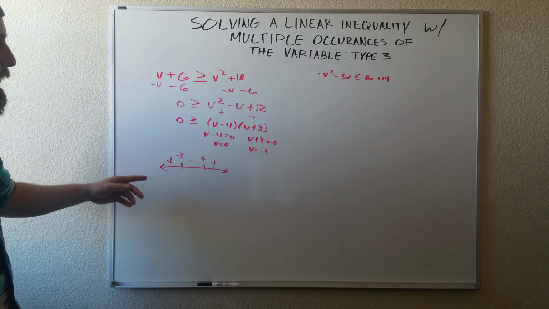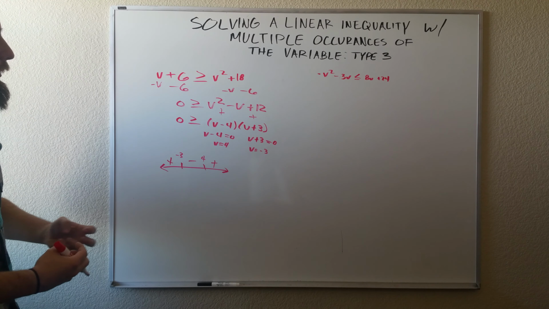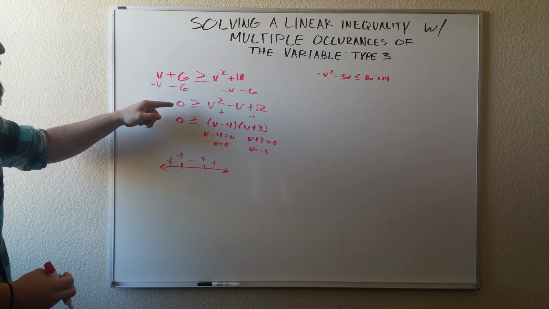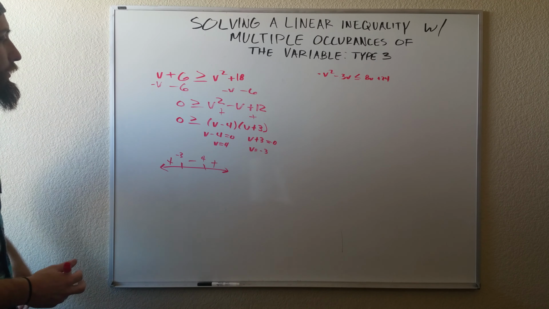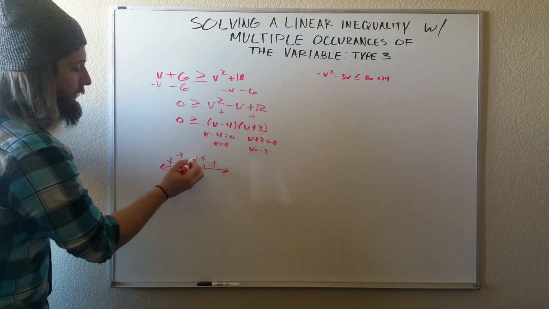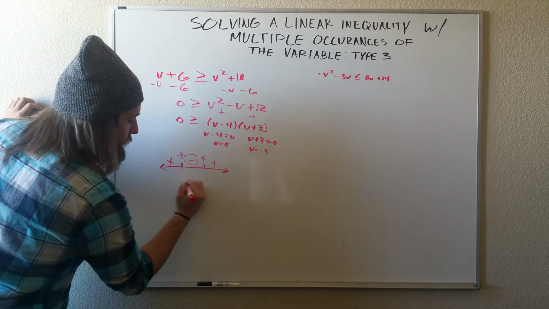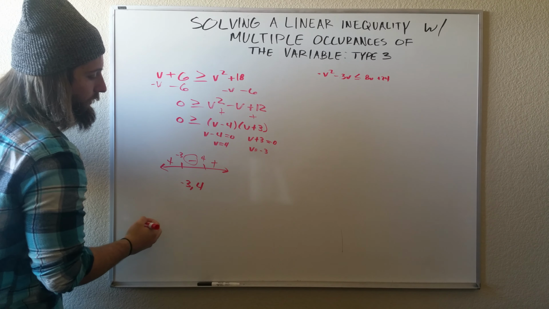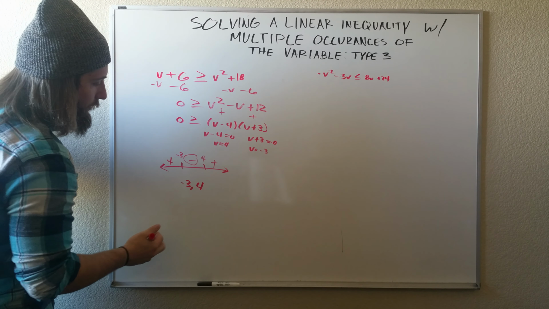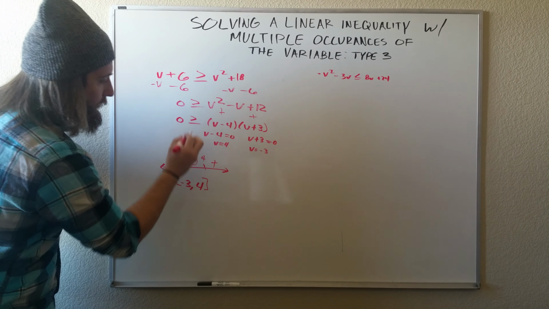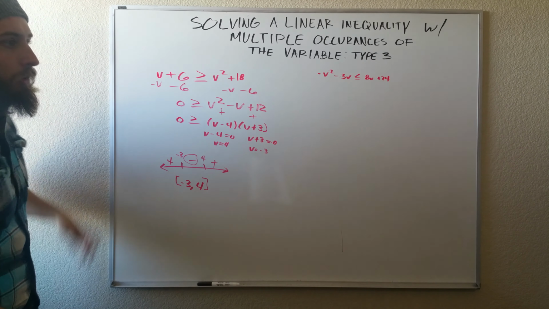Alright, now what we do with this one, now we know where it's positive, negative, and positive again. So we want it less than or equal to 0. So we know less than is negative. So that means we'll do negative 3, 4. That's going to be our range. And we're going to put brackets because of that equal to sign.